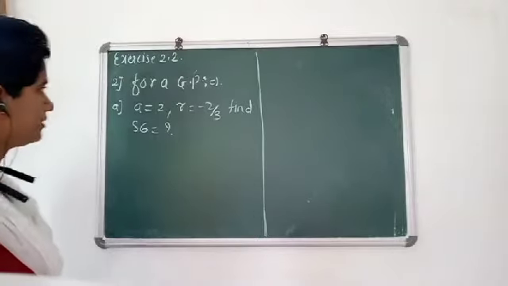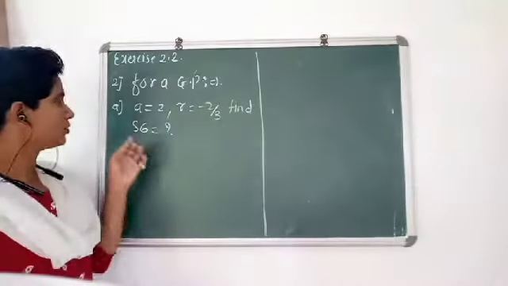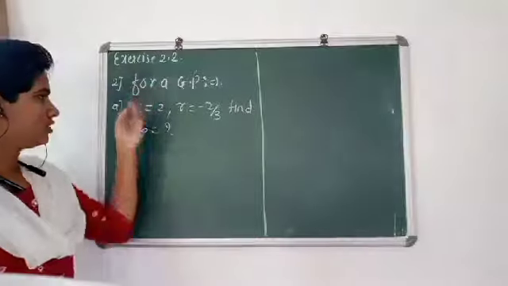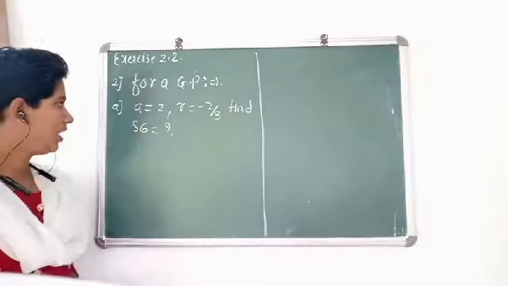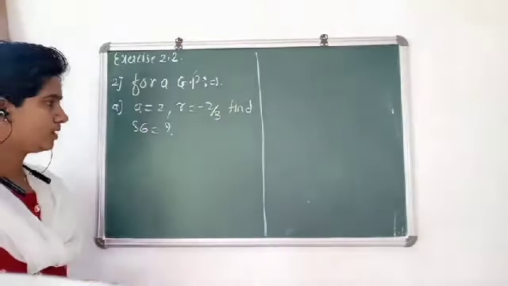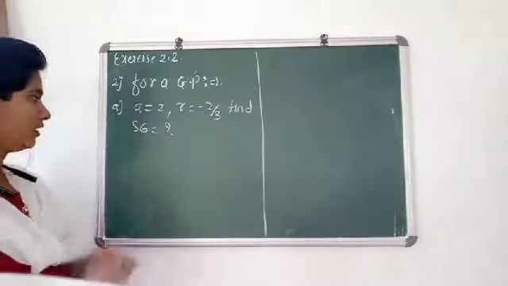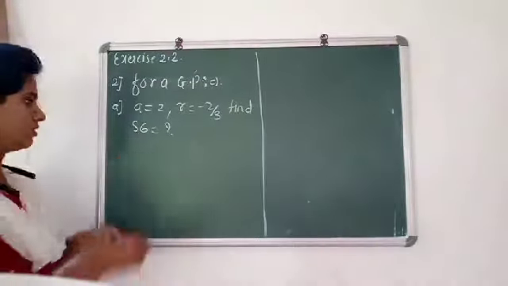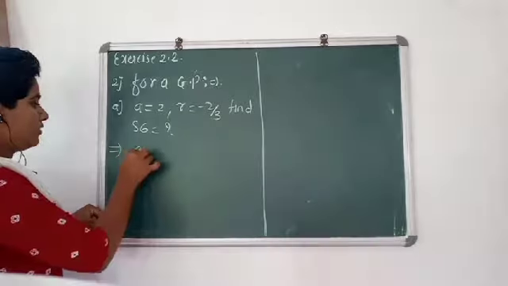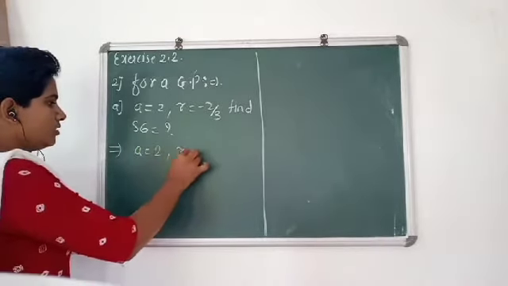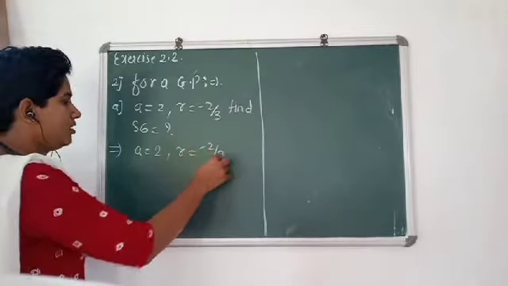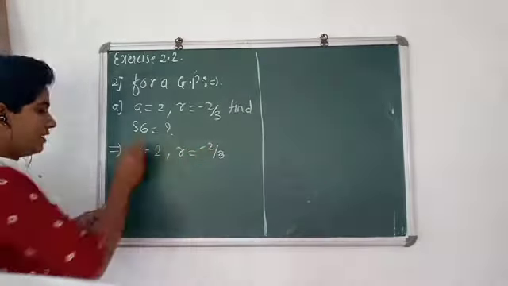Now here is the second example of exercise 2.2, question number 2. For a GP, first term A is equal to 2, R is equal to minus 2 by 3, to find S6, that is to find the sum of the first six terms of the geometric progression. Now see here the given values: first term is 2 and common ratio is equal to minus 2 by 3. So to find S6, S6 is equal to.